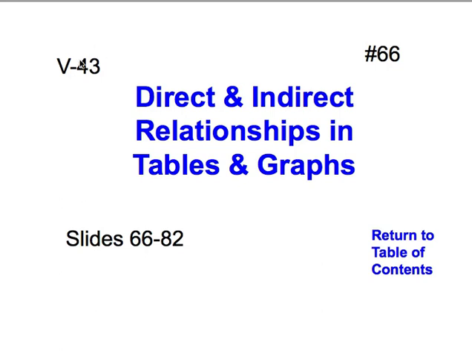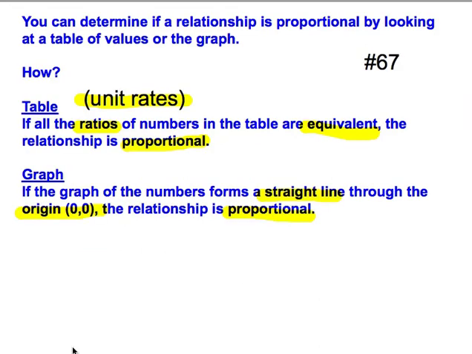Today's vodcast, V43, begins on slide 66 and goes through slide 82. It's about direct and indirect relationships in tables and graphs. So there are two ways to determine if a relationship is proportional. It depends if you're looking at a table or a graph.